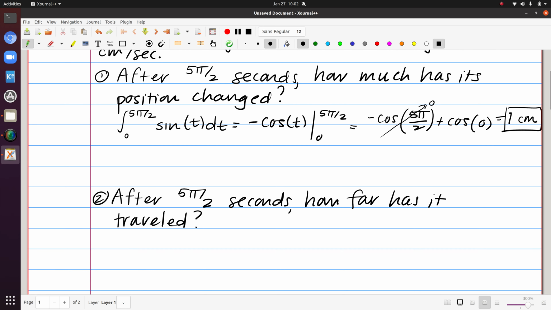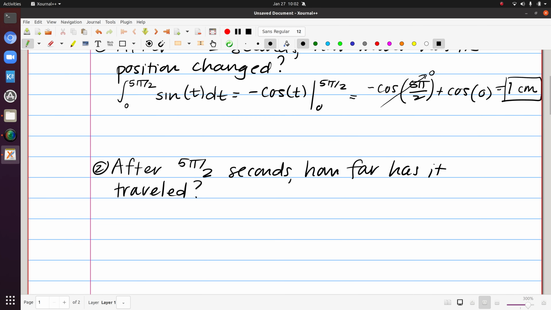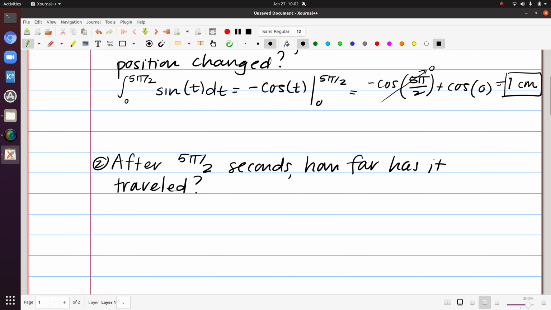So same time interval after 5 pi over 2 seconds, but how far has it traveled? Now this is instead asking us about the total distance. So we need to integrate, again, over the same time interval, but the absolute value of the velocity function.